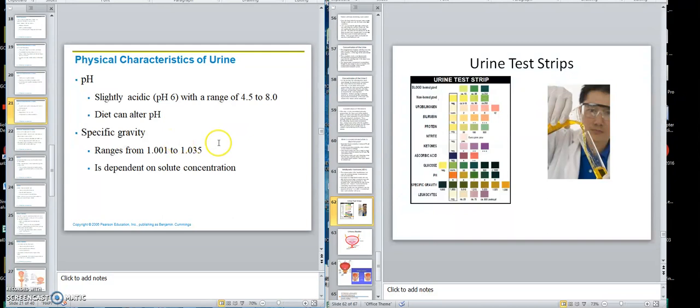Specific gravity. Water has a specific gravity of 1. So this ranges from about 1 to 1.035. And it's really dependent a lot on the solid concentration. The more solid, the higher the specific gravity. Okay.